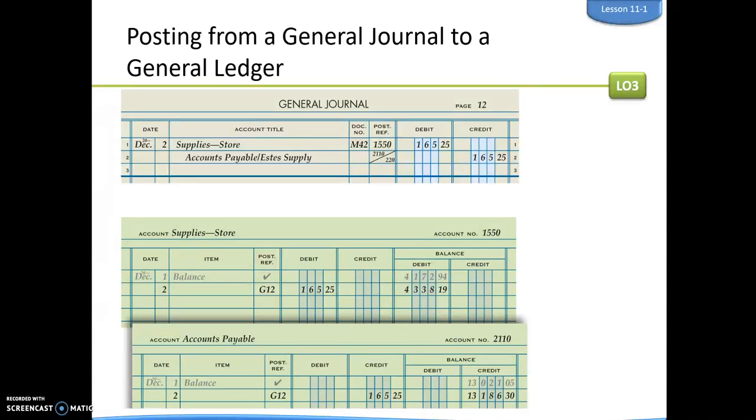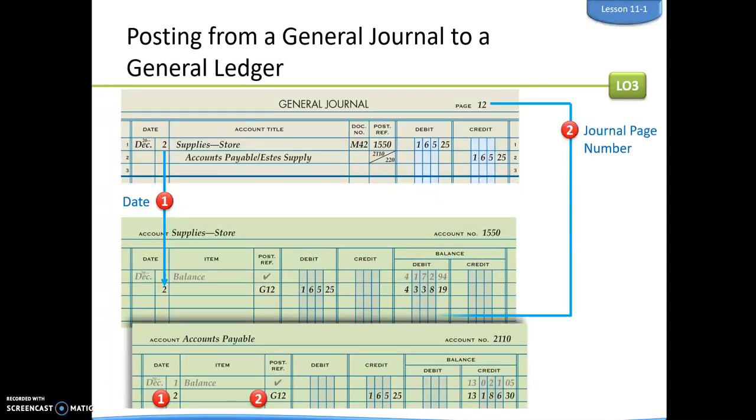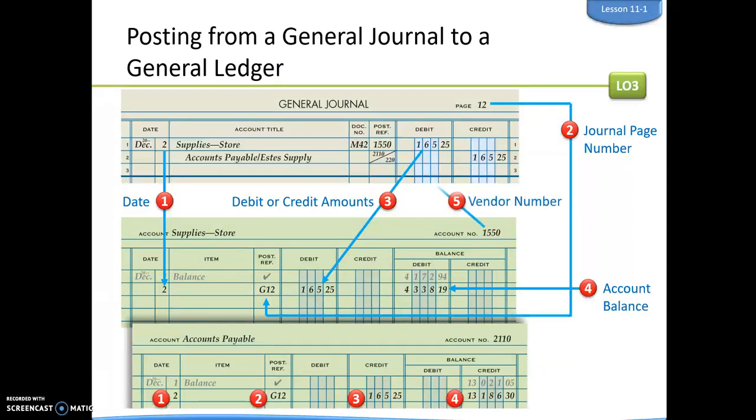Posting from a general journal to a general ledger. So here we are going to post to the accounts. So we have supplies store, we put our date, our journal page number is G12, we have a debit of $165.25 for supplies store, we have a debit and a debit, we're going to add those together, and then we take our account number and put it in the post reference column on the general journal.